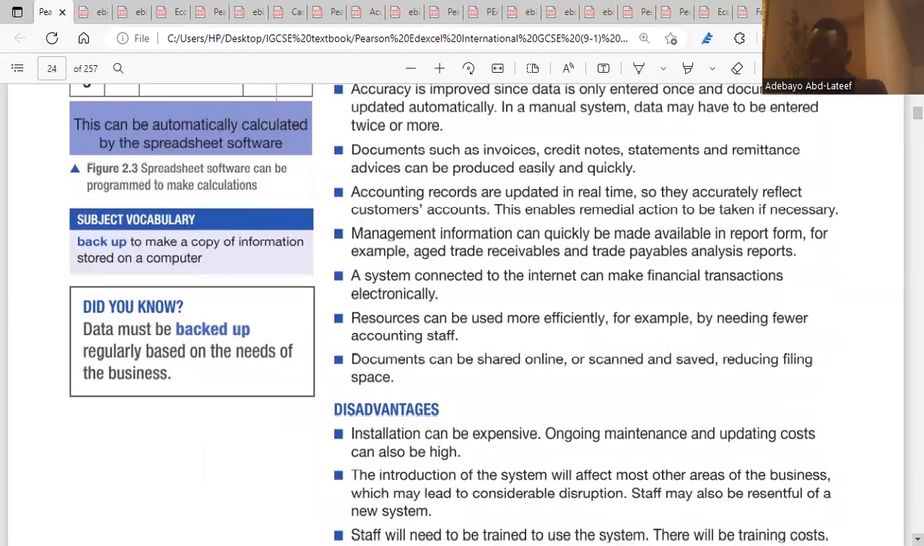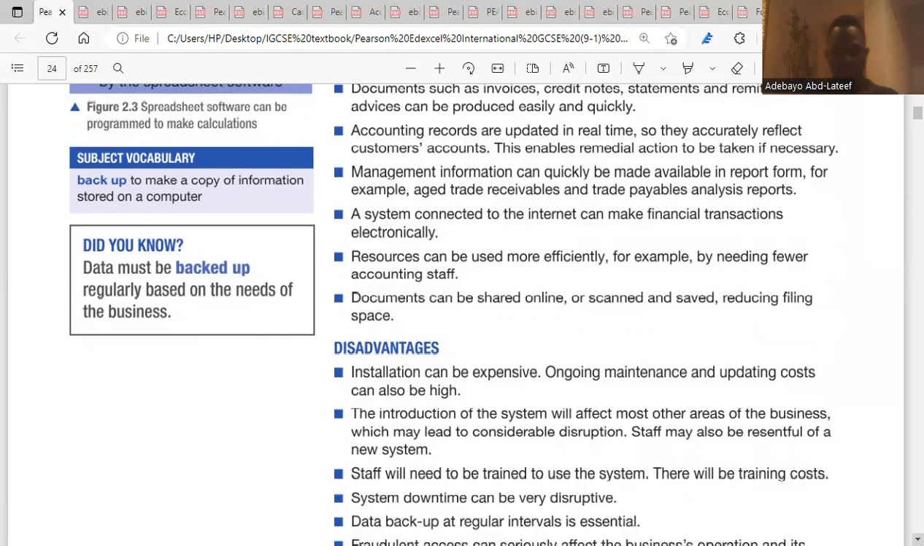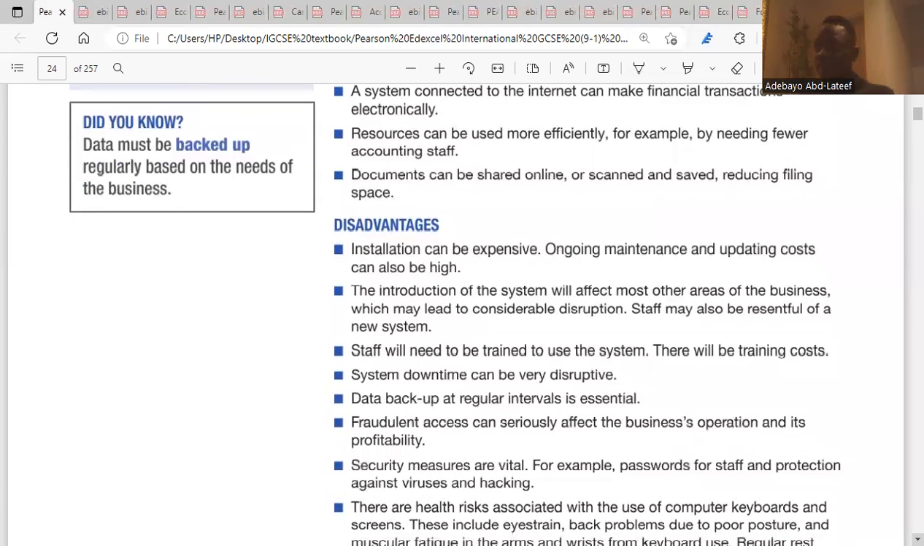Documents can be shared online, scanned, and saved, reducing filing space. So you don't have to keep a lot of papers, having a big file, having a big place to keep files. You don't need them anymore. Everything is on the system, and it will be there forever.